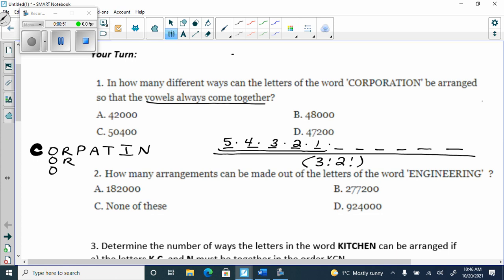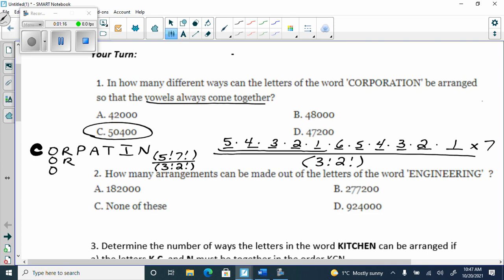And then how many letters left? 6, 5, 4, 3, 2, 1. Does it say together at the front? No, so I have to times 5, 7. So I technically have 5 factorial, 7 factorial over 3 factorial, 2 factorial, making sure you put it in brackets in your calculator. When you do that, what do you get? C.